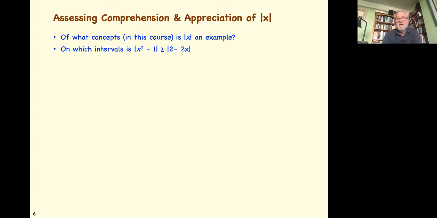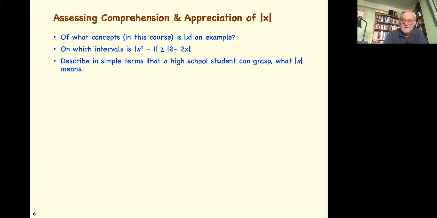Then obviously, putting in slightly more complicated manipulations, on which intervals is one thing greater than or equal to another. So you're offering something which is a slightly more complicated manipulation than you've probably done in the sessions. Now, how about describing in simple terms, for a high school student because it's absolute value of X, but it might be a third-year student when you're dealing with fourth-year students or even master's students, what this particular concept means.